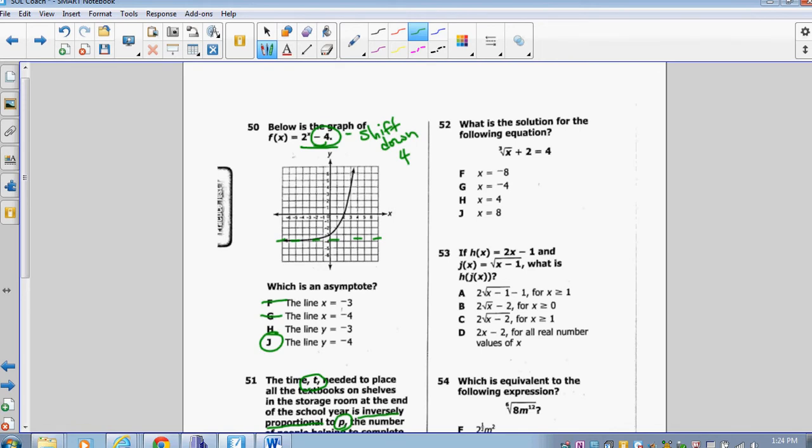Okay, Algebra 2, we're on page 11 of your homework packet. This is problem 52, so we are solving this equation. Of course, you can always plug the answers in and see which one works, but to solve a cube root, what you want to do is isolate the cube root, so you're going to subtract 2.